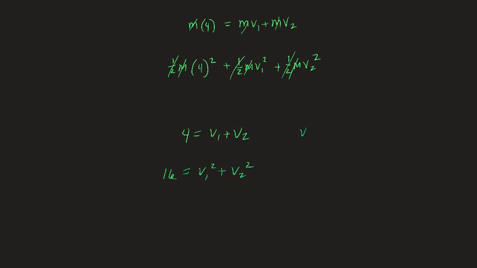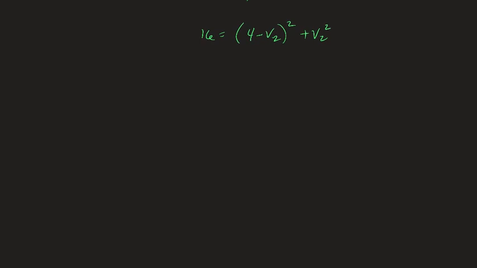Now this part is still the same. v1 equals 4 minus v2. I still have to do this, but it's the result that I want you to see. So 16 equals, and here we go, (4 minus v2) squared plus v2 squared. 16 equals 16 minus, multiply them together, double it, 8 v2 plus v2 squared plus v2 squared. 16s go away.